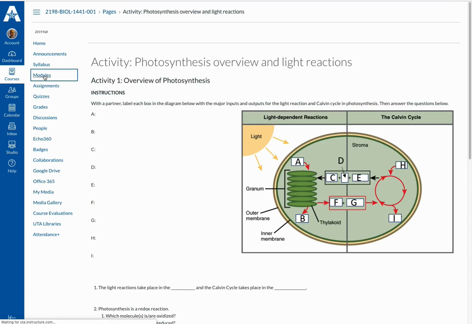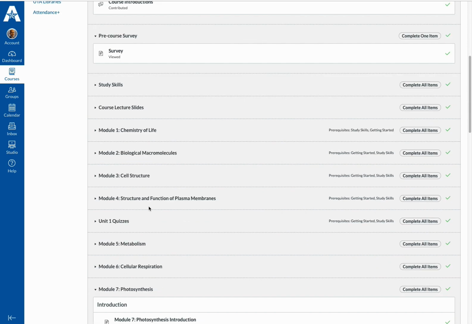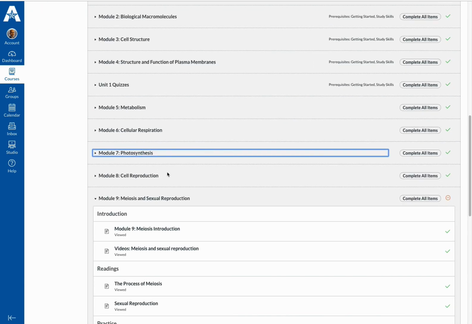That's photosynthesis. Okay, let's go on to cell reproduction.